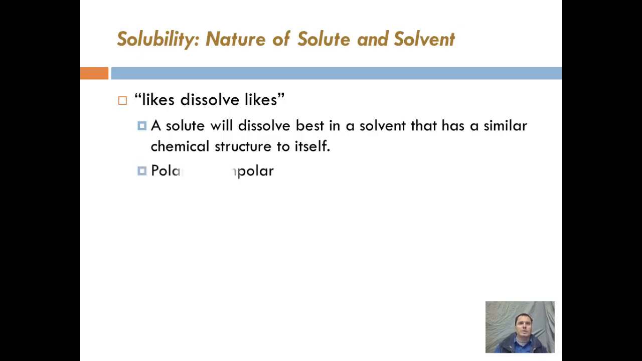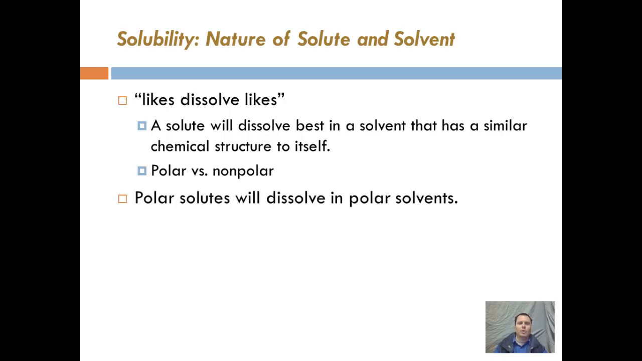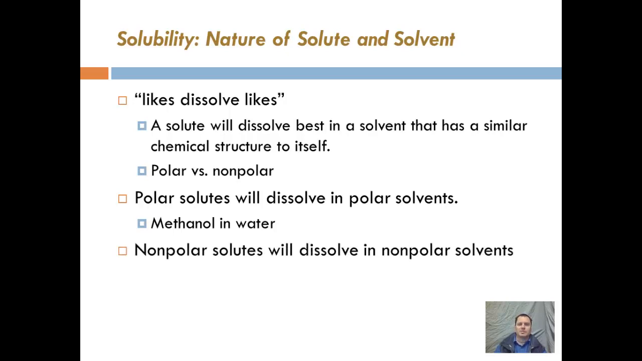In regards to, is it polar or nonpolar? Remember, polar substances don't equally share electrons, nonpolar do. So what we see is that a polar solute dissolves in polar solvents. An example of that would be methanol, which is polar, dissolving in water, which is polar. And then the opposite is true. Nonpolar solutes will dissolve in nonpolar solvents. Something like paint, which is nonpolar, will dissolve in turpentine. So the first thing that helps us determine whether something's soluble or not is a solute dissolving in a solvent of similar polarity.